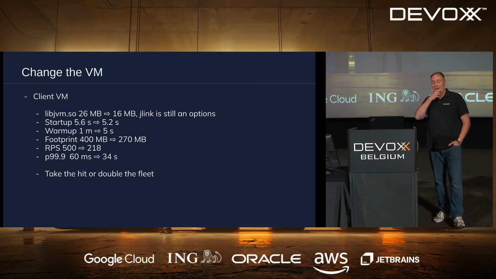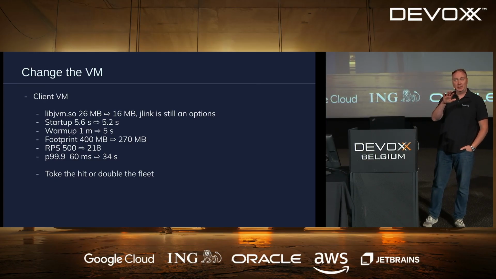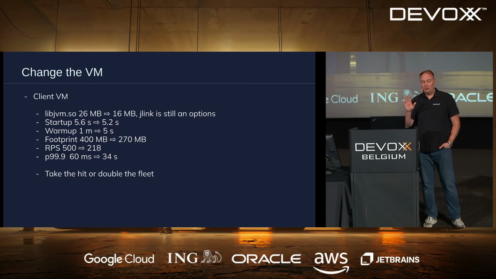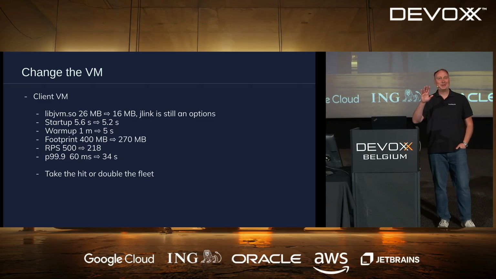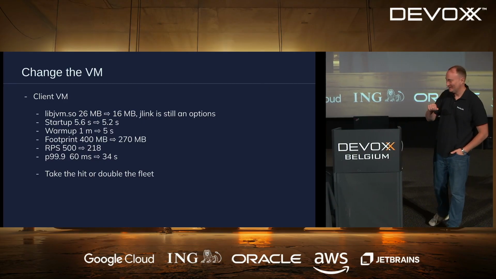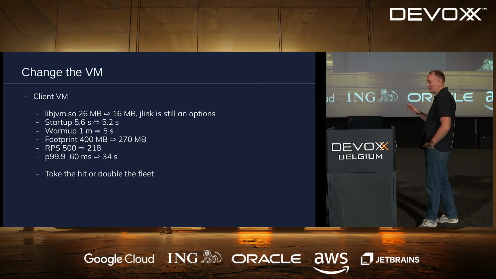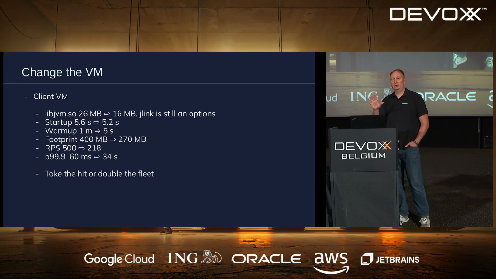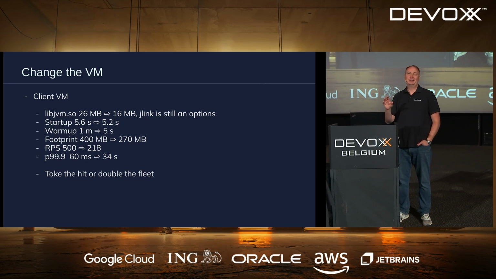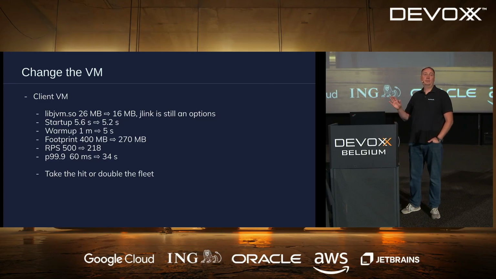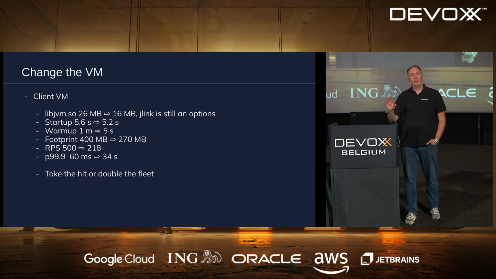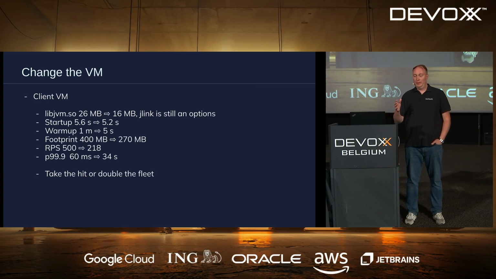So with client VM, there are nice improvements we can get. The actual warm-up time until those not-so-good metric values is much shorter. It's some seconds, not tens of seconds in the case of this application. We do use less memory. We have some savings here. We can use smaller instances.